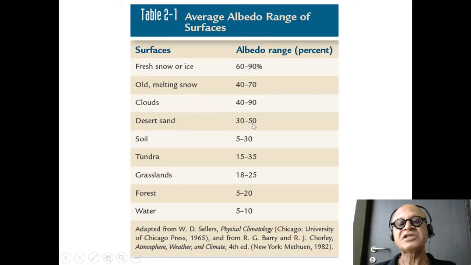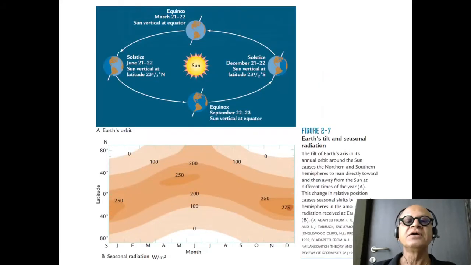Okay, desert sand is more reflective than soil. Tundra, the low vegetation at high latitudes, has a slightly higher albedo. Grasslands and forest are darker, and water is also darker. It depends on the angle of incidence, but nonetheless generally it's highly absorbing.